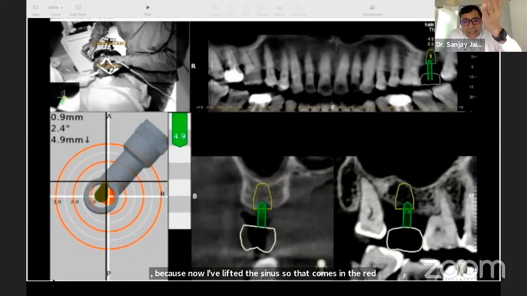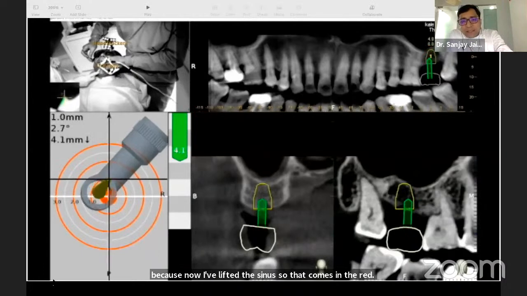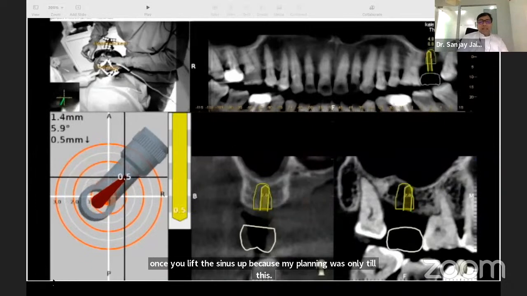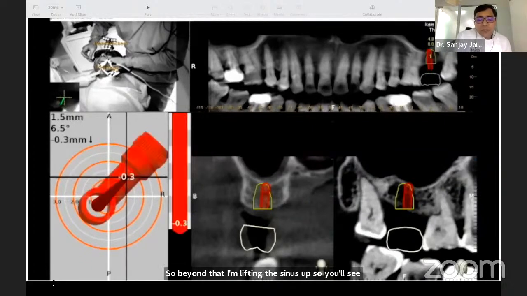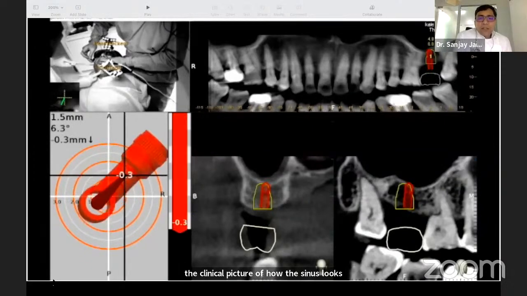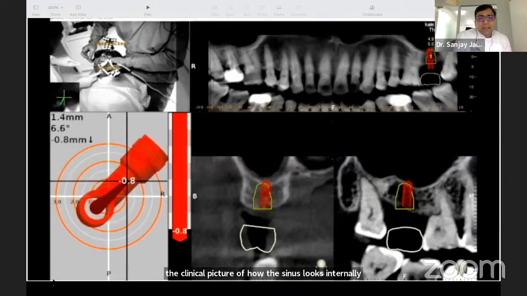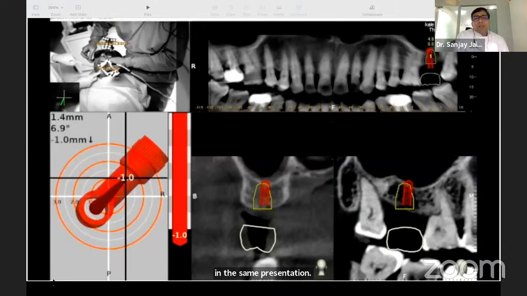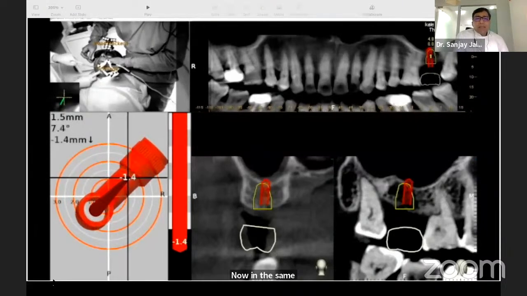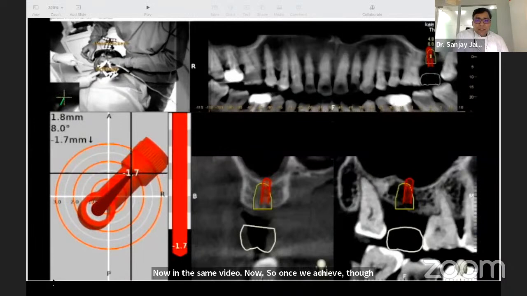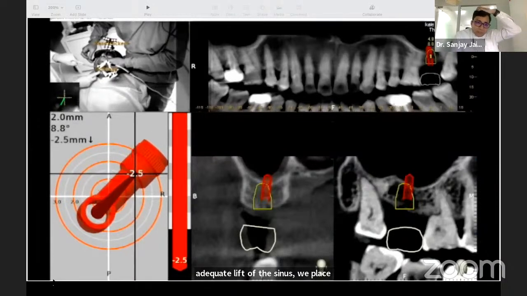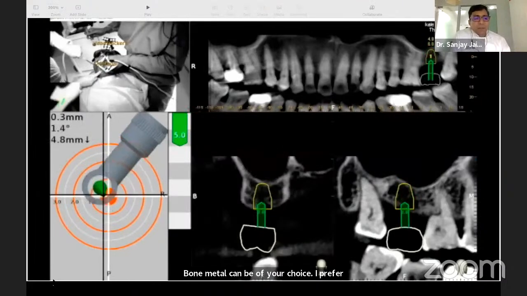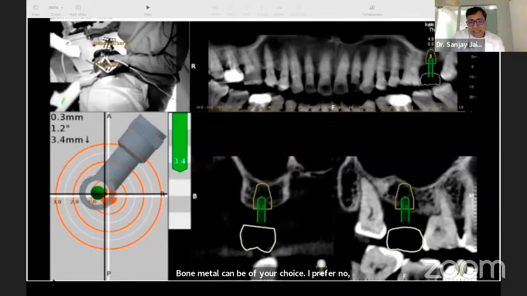So once you lift the sinus up, because my planning was only till this, beyond that I'm lifting the sinus up. So you'll see the clinical picture of how the sinus looks intraorally when we do an indirect sinus lift, which I'll show you in the same video now. Once we achieve adequate lift of the sinus, we place bone there. Bone material can be of your choice. I prefer bone putty because that helps me lift the sinus easily.